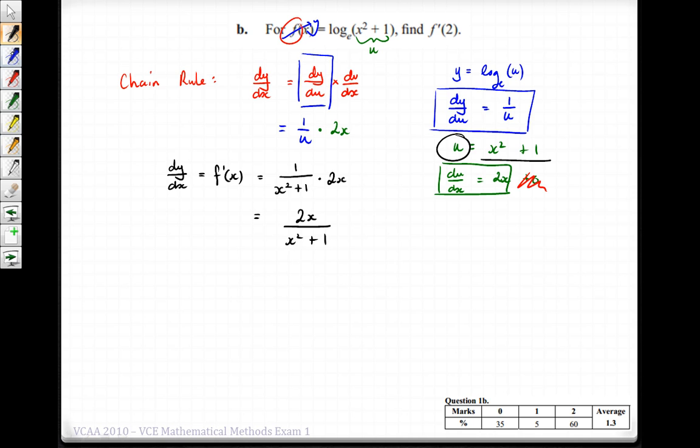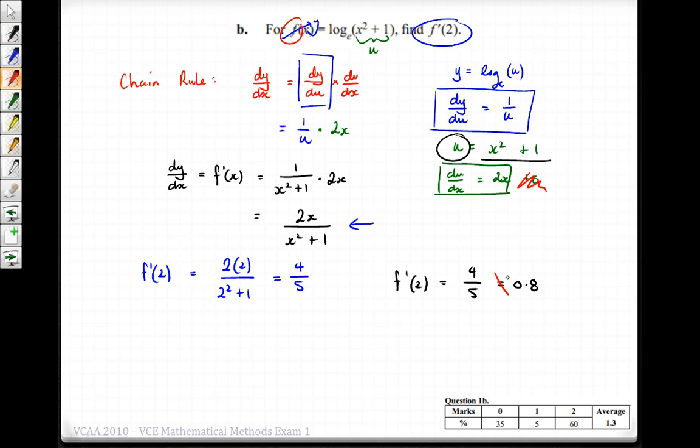We're nearly there. The only trick is we're required to look at f dashed of 2. So if we put 2 into this equation here, we'd have 2 times 2 over 2 squared plus 1, which is going to give us 4 on 5. To make that really explicit, f dashed of 2 is equal to 4/5 or 0.8.